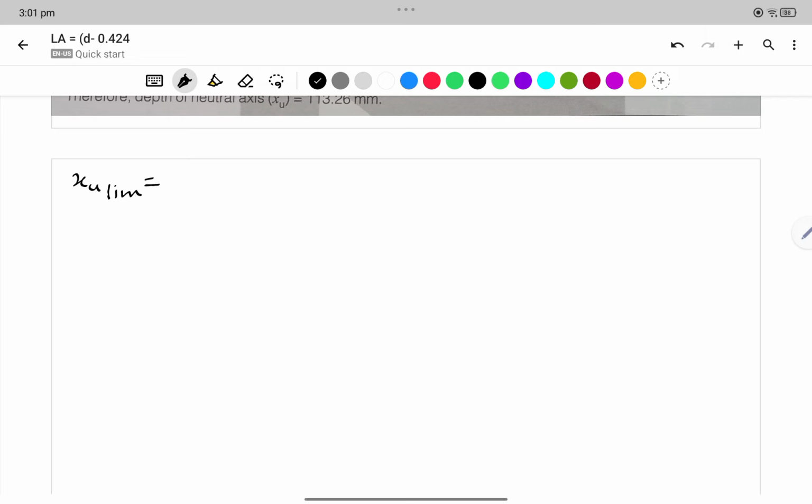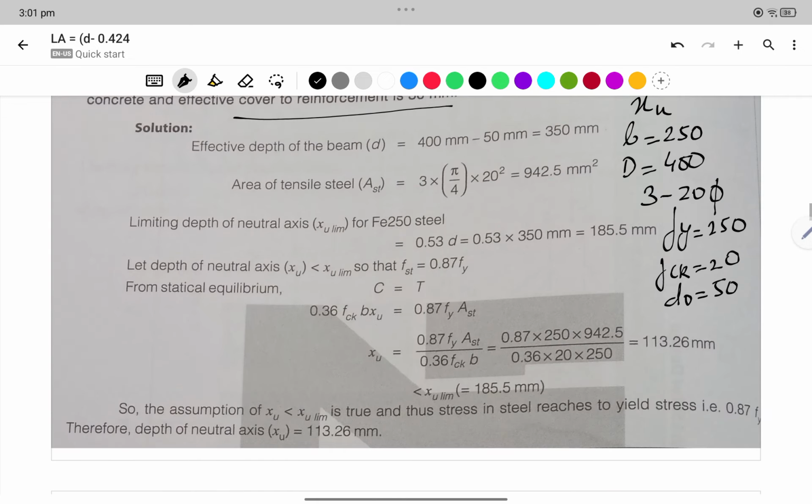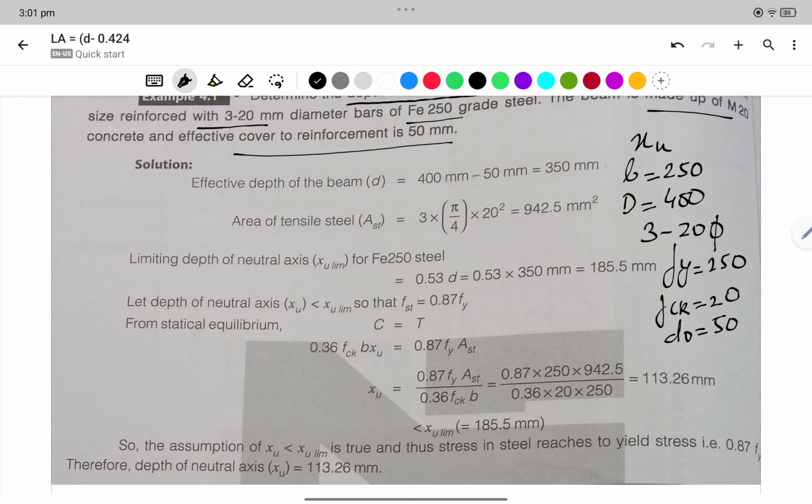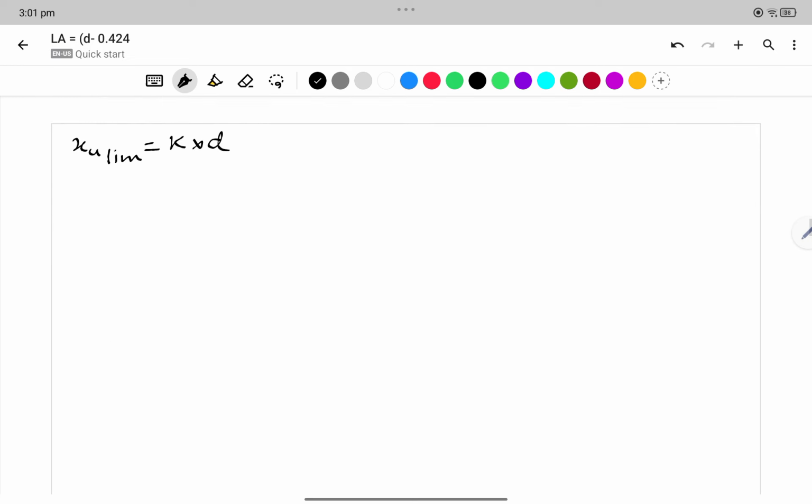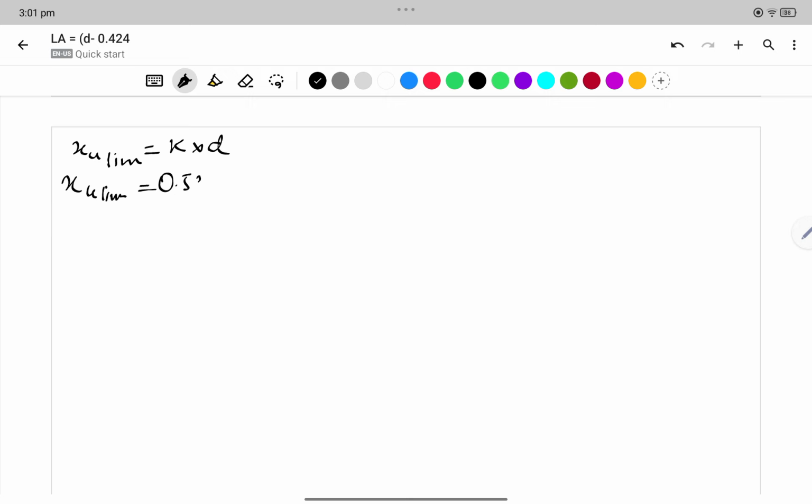If it is over reinforced, we will take the value of XU limiting. XU limiting is equal to K into D. You can check it here. It is given as Fe 250. For Fe 250, the K value is 0.53 into D.